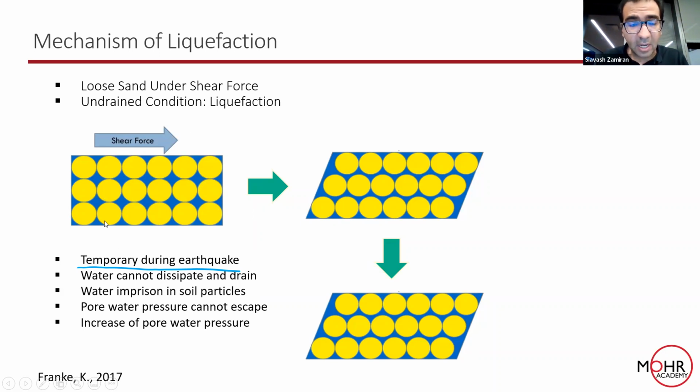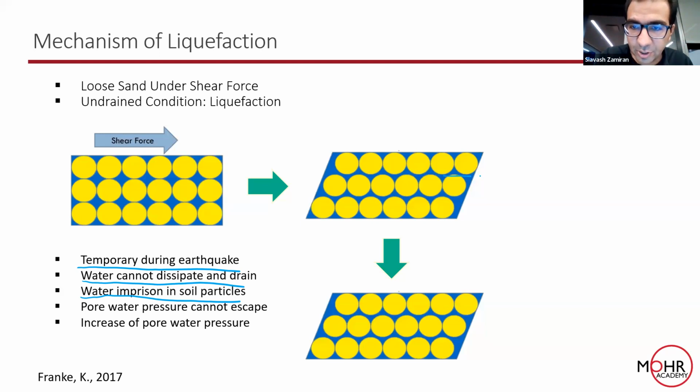Because the time is very short and the cyclic shear stresses are applied to the soil, the water cannot dissipate or drain through the soil particles. In other words, the water is imprisoned in the soil particles. The pore water pressure, which in the static case could escape and release, this time cannot escape from the soil particles. So in that case, we are seeing an increase of the pore water pressure.